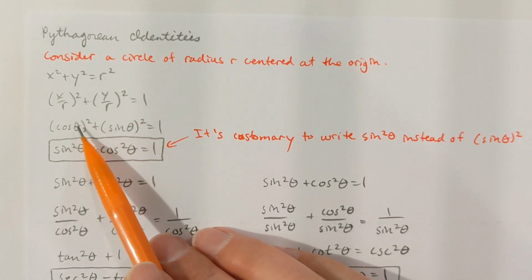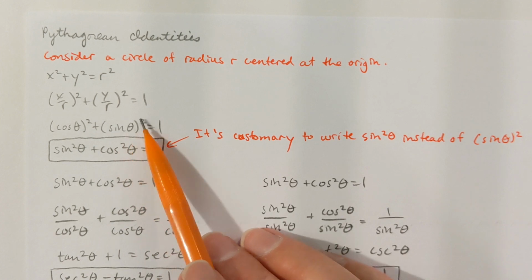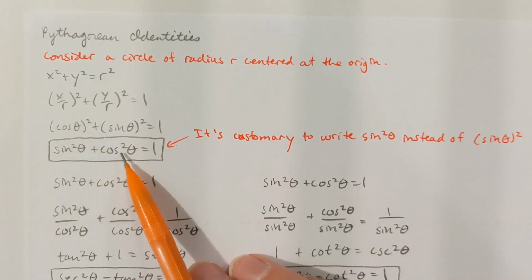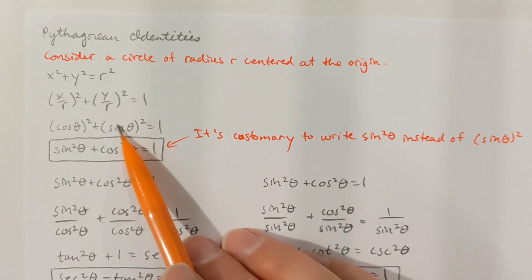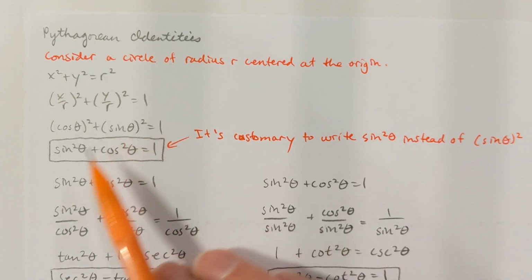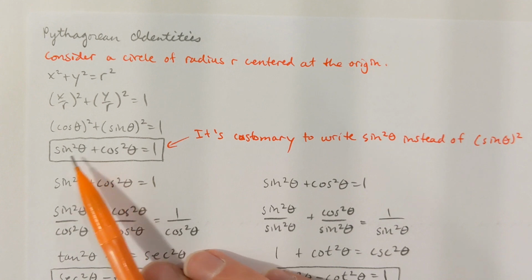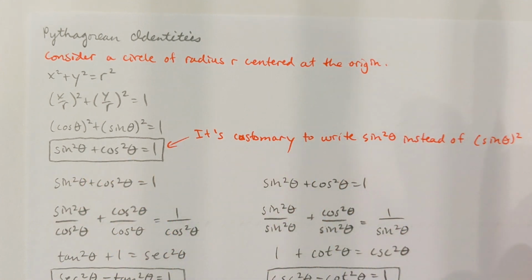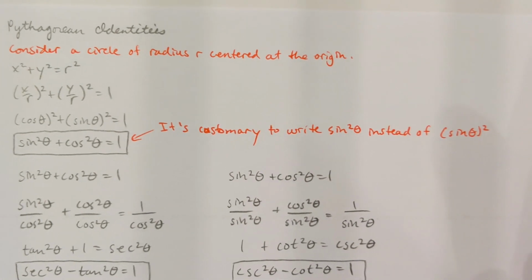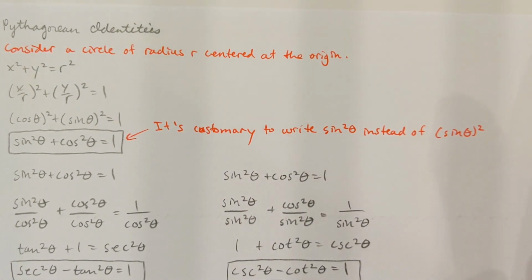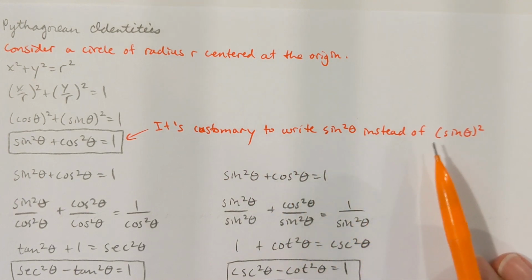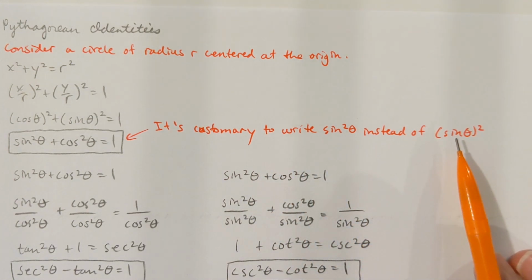And so cosine theta, the quantity squared, plus sine theta, the quantity squared, equals 1. Now cosine theta, the quantity squared, that's the same as cosine squared theta. Sine theta, the quantity squared, that's the same as sine squared theta. Sine squared theta plus cosine squared theta equals 1. That is one of our Pythagorean identities. There are 3 Pythagorean identities, and it's customary to write sine squared theta instead of sine theta, the quantity squared, although they both mean the same thing.